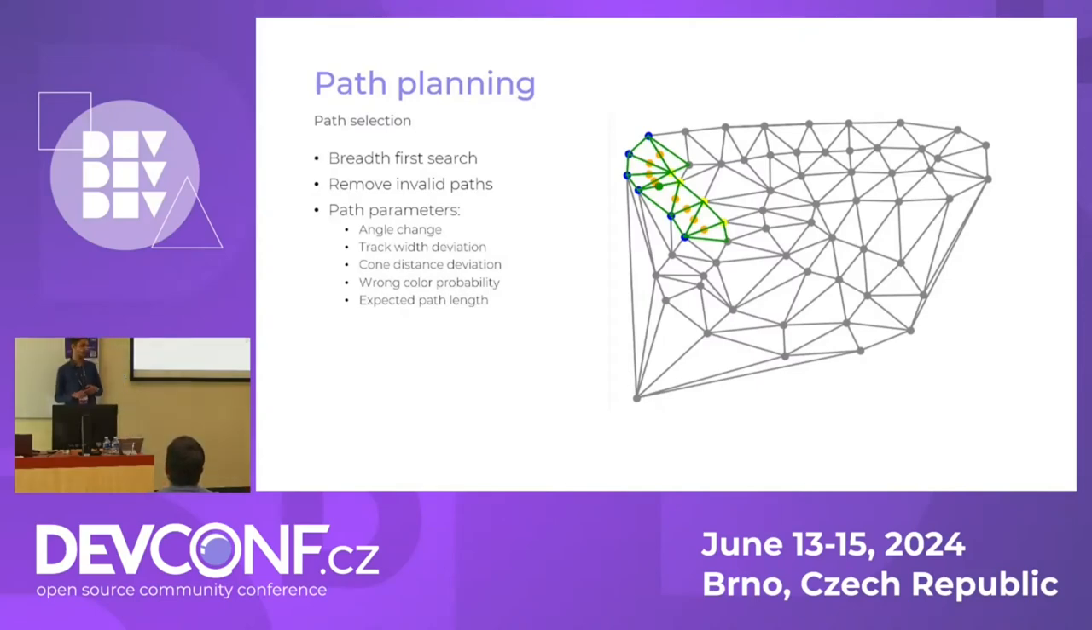We calculate the angle change, so for example, if there are any sharp turns, we know that it's probably not the right track. Then we look at track width deviation, since the track should be consistent around the whole lap, and also other data, as you can see here. We tested on data which has a lot of false positives, because from this image it's not very easy to know which are the real cones and which are the false positive cones which we want to avoid.